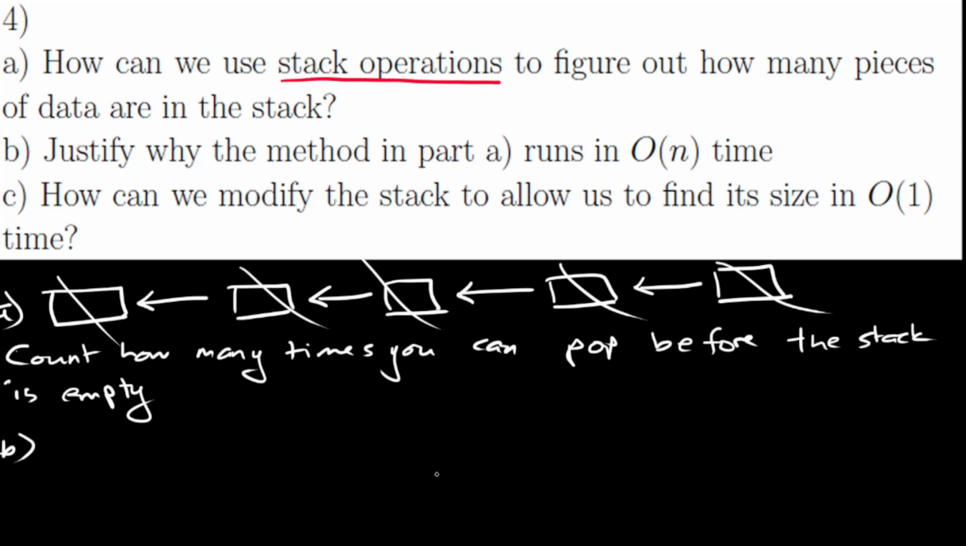Well, it depends on the amount of data we're using, right? If our stack has tons and tons of pieces of data inside of it, then we're popping every single one of those pieces of data. So the amount of operations we're doing is directly dependent on how much data we have, right? If I have only 3 pieces of data, I only need to pop 3 times to figure out the size of the stack. So it's not the same amount of pops that we're doing for every size of stack. It's a different amount. So that means this is going to run in big O of n time.